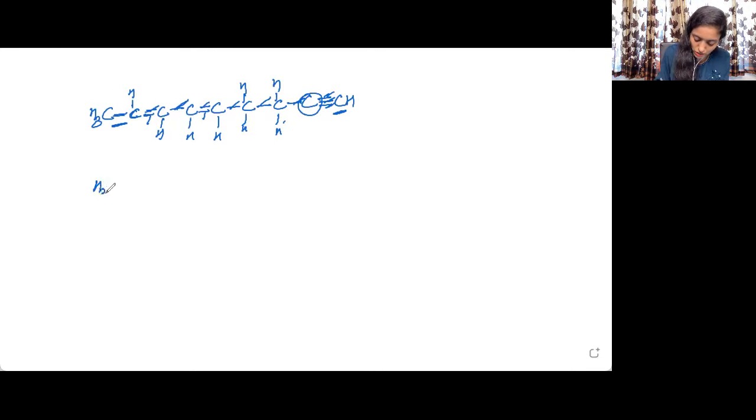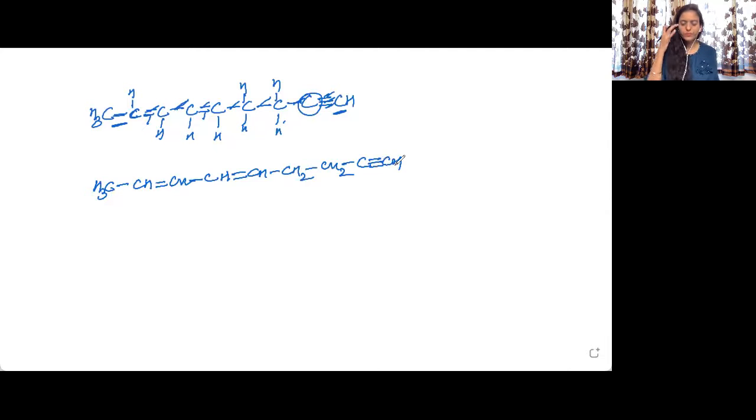So I'm writing the same chain again: CH3, CH, double bond CH, single bond CH, again double bond CH, single bond CH2, then single bond CH2, then C, triple bond CH. Okay. Now, if we see this carbon, it is forming all single bonds, so it will be sp3 hybridized. It is forming 1 single bond with carbon and 3 single bonds with hydrogen atoms. Next, it is forming 1 single bond with hydrogen and a double bond with the next carbon atom. This means this is going to be sp2 hybridized.